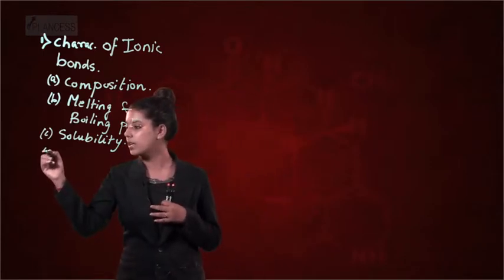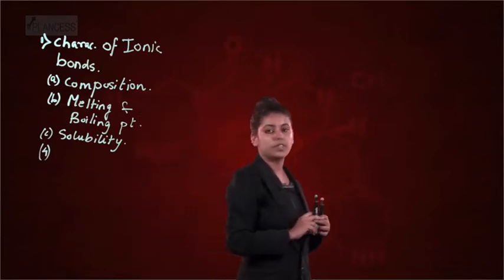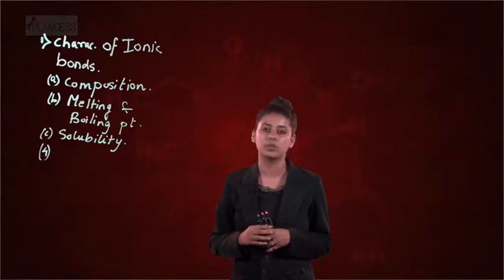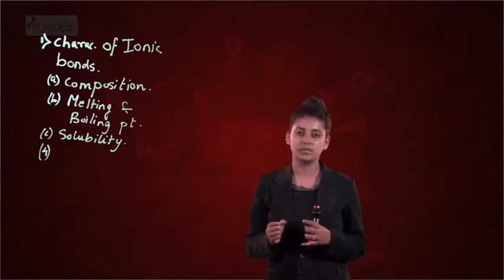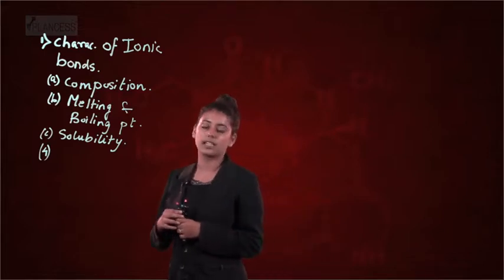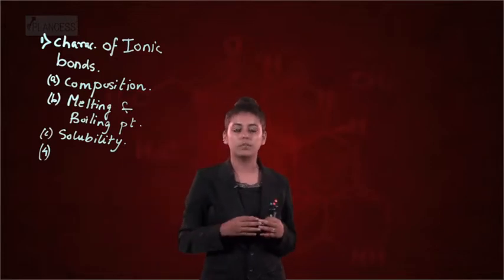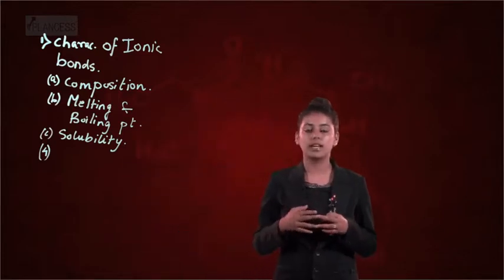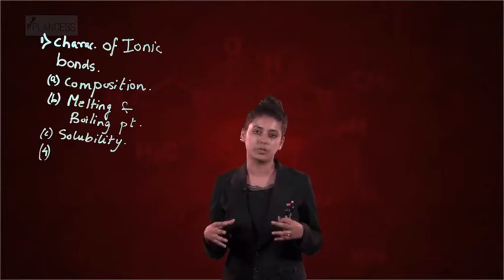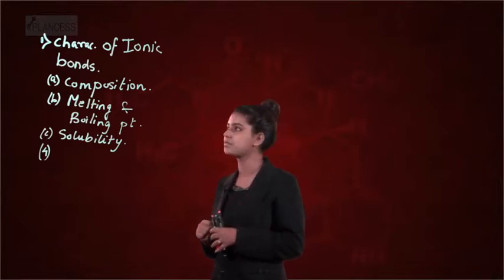The fourth one is the electrical conductivity. Ionic compounds have high electrical conductivity in their aqueous or molten state, but in their solid state they do not conduct electricity. This is because the ions are held together in rigid positions and hence they cannot move. On melting them, or when they are brought to their aqueous solution, their crystal structure breaks and the ions are free to move, and thus they conduct electricity.